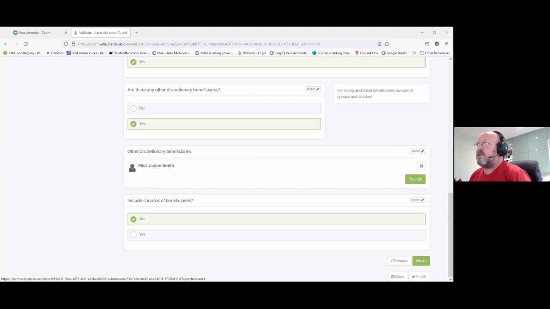So just remember that the discretionary beneficiaries is only for the discretionary fund. The residence nil rate band will pass under the will, so you need to make sure you're keeping that in mind when you're drafting the will.